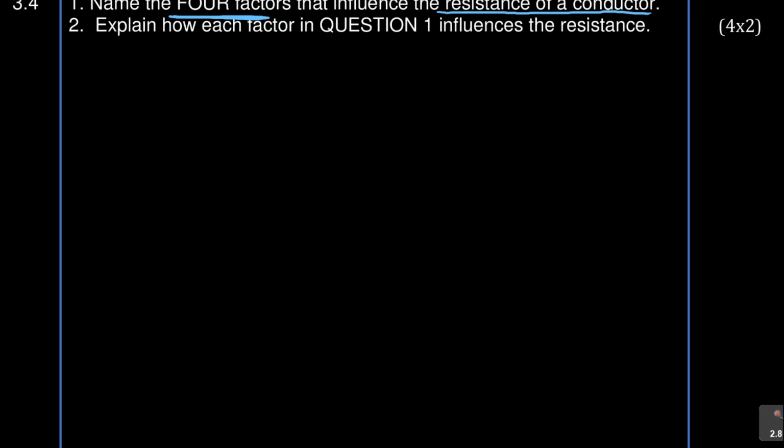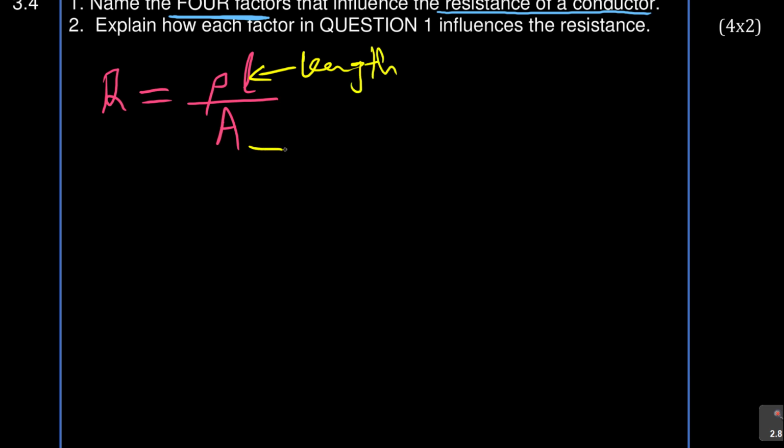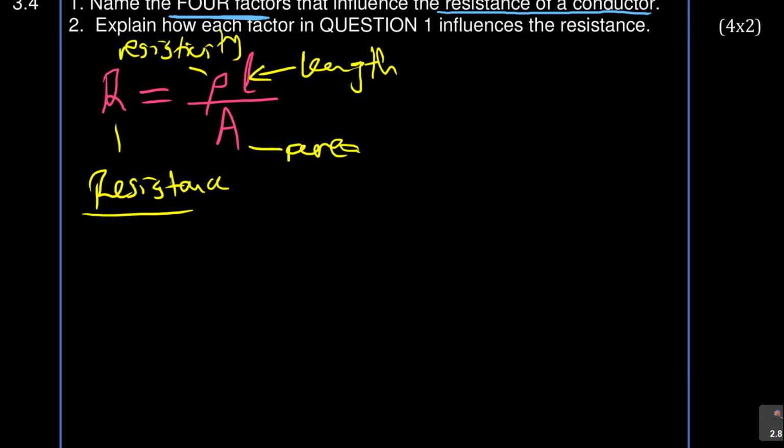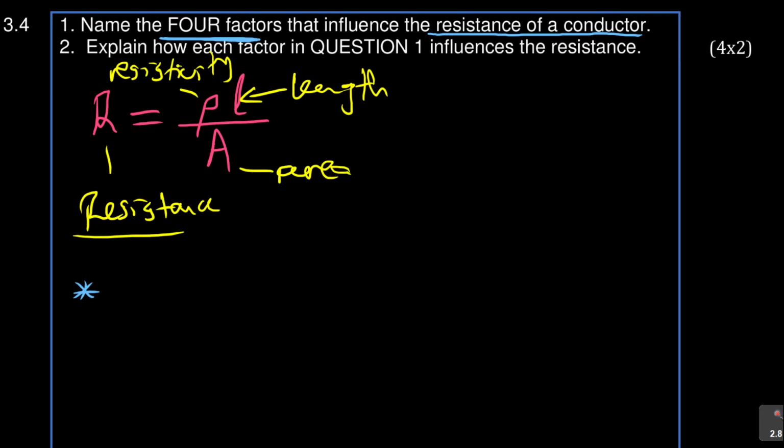So let me write that formula to say R is equal to rho L over A. Now the next thing to remind yourself is, what does it mean? This means length, this means area, and then this means resistivity, and this R means resistance. When you know the labeling of these, now you can know the 4 factors. Let's start with the first one. The factors that influence the resistance of a conductor, number 1 is the length of conductor.